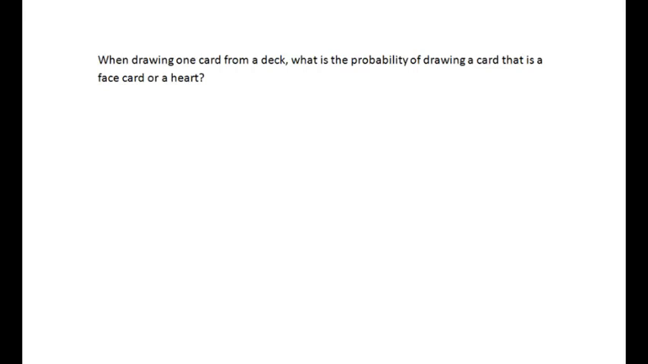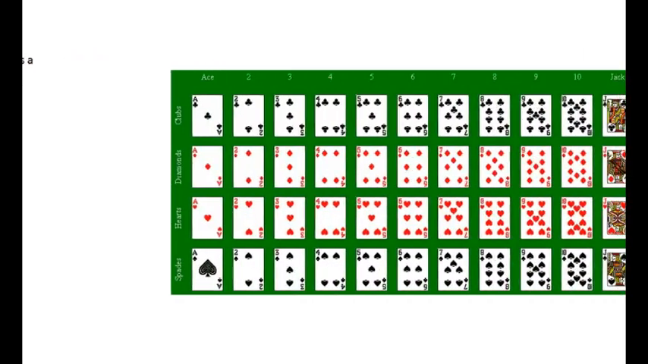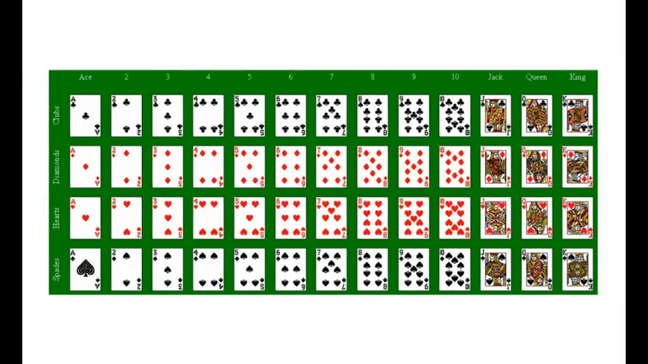In this video, we'll be looking at a couple of probability problems. For the first problem, when drawing one card from a deck, what is the probability of drawing a card that is a face card or a heart? So to help us solve this one, we'll look at a deck of cards.